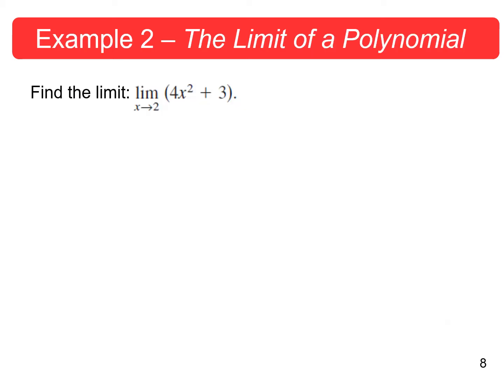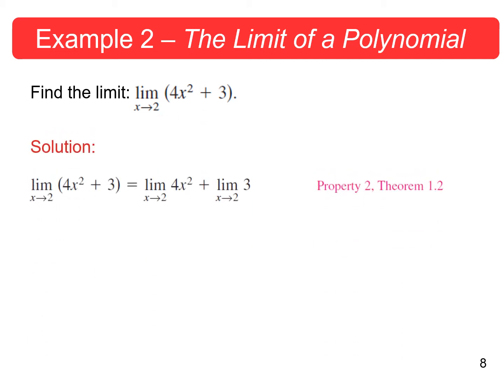Let's consider the example here. Let's evaluate the limit of 4x squared plus 3 as x approaches 2. We will use the properties of limits to evaluate the limit here. First, let's rewrite the limit of 4x squared plus 3 as x approaches 2 as the limit of 4x squared as x approaches 2 plus the limit of 3 as x approaches 2.